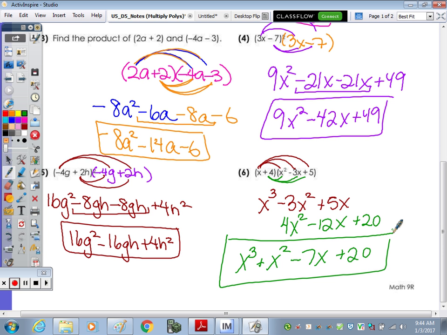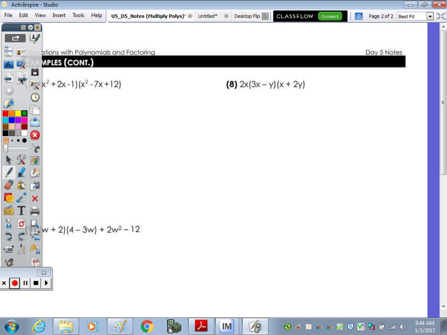Yep, one more page. And then number 7, just making it a little bit longer. So we're actually going to do 3 terms now times, so a trinomial times another 3, so trinomial times trinomial. So therefore, when I stack, I'm going to have 3 lines.